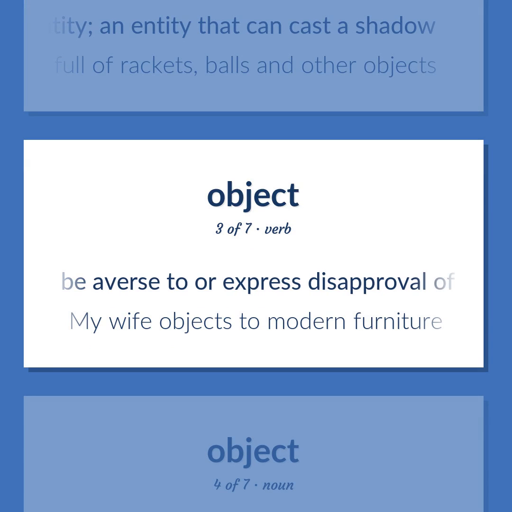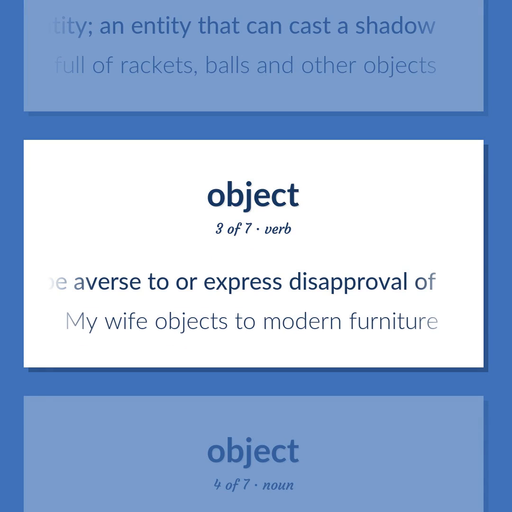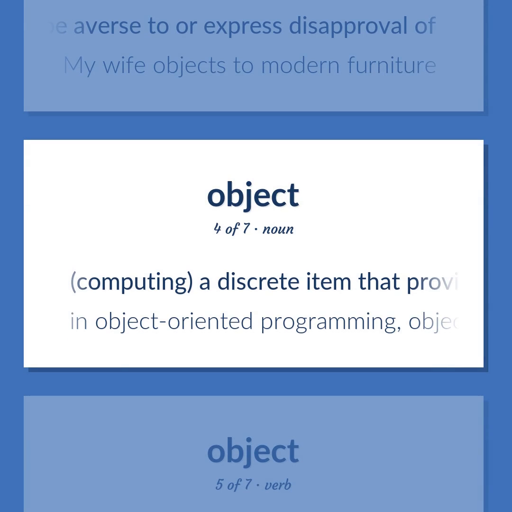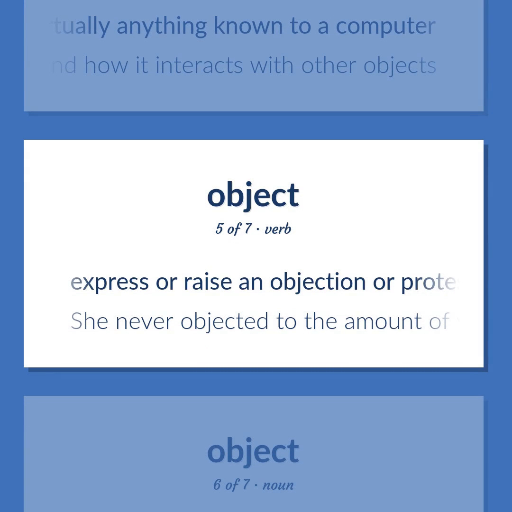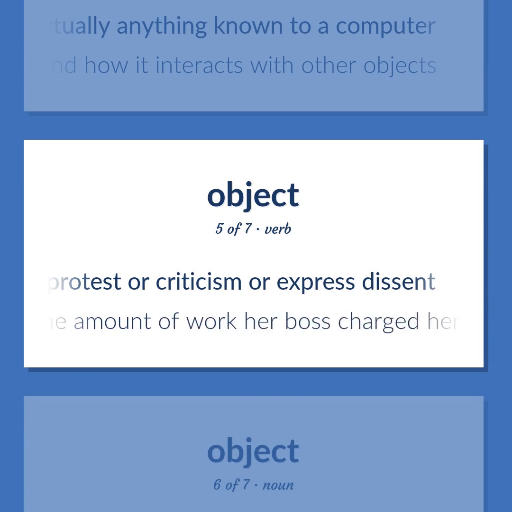Be averse to or express disapproval of. My wife objects to modern furniture. Computing. A discrete item that provides a description of virtually anything known to a computer. In object-oriented programming, objects include data and define its status, its methods of operation and how it interacts with other objects. Express or raise an objection or protest or criticism or express dissent. She never objected to the amount of work her boss charged her with.